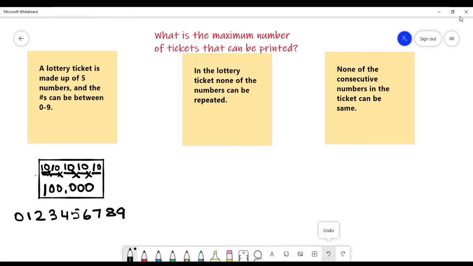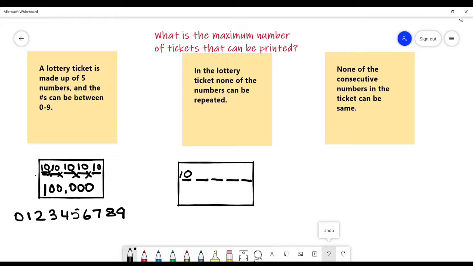Now we have a second scenario here. It says in the lottery ticket none of the numbers can be repeated. So we have another lottery ticket in our hand, and in this lottery ticket we're going to have 1, 2, 3, 4, and 5 numbers. Now the rule here slightly changes. We cannot repeat any of the numbers. I still have between 0, 1, 2, 3, 4, 5, 6, 7, 8, and 9 to pick. So when I go to the first digit, I have exactly 10 choices that I can use. Now it says none of the digits can be repeated.